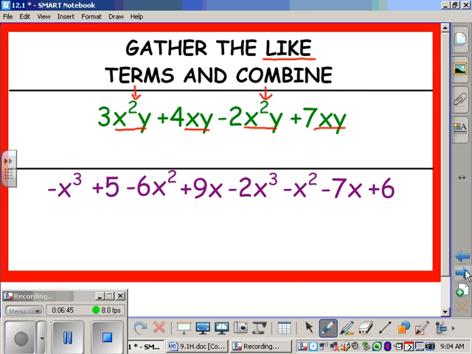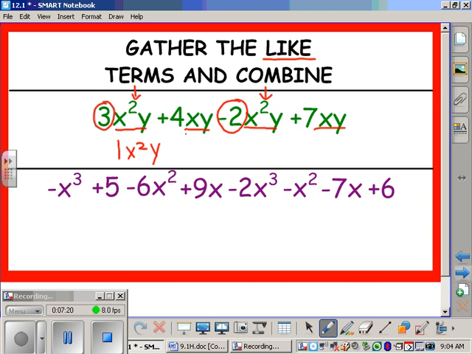Now because their variables match, we can actually combine them together by adding or subtracting what's called the coefficients or the front number of the terms. So we have a 3 and a negative 2, which means we will subtract. It's like saying 3 plus negative 2 or 3 minus 2, which leaves us with 1 x squared y. So the variables and exponents do not change. We're simply combining them together using their coefficients, or front numbers, excuse me.